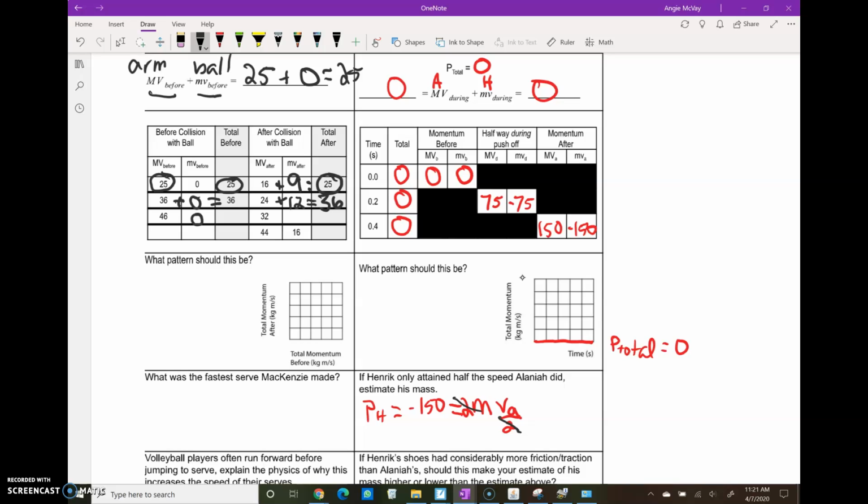So if we have half the speed, that means we have to double the mass for the momentum to stay the same. So his mass is double hers, so that would be 100 kilograms.